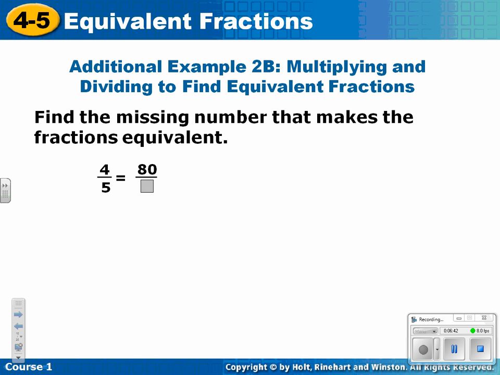This is so much fun. What goes there? 100. Because 4 times what is 80? 20. So 5 times 20 is 100.